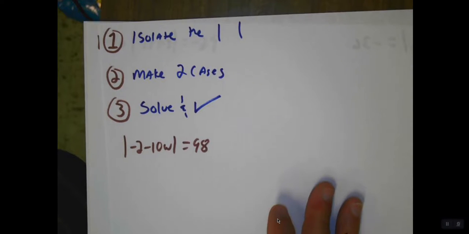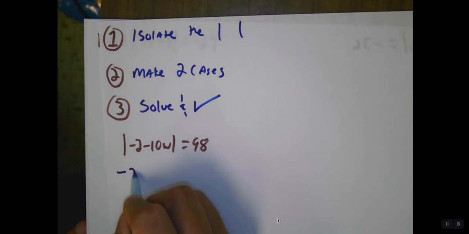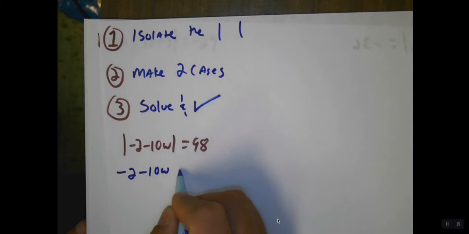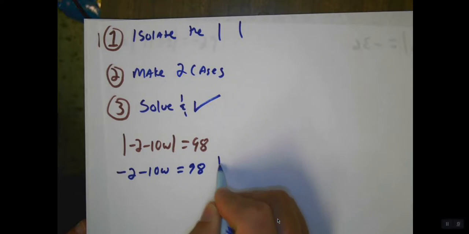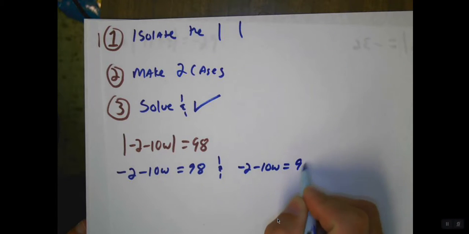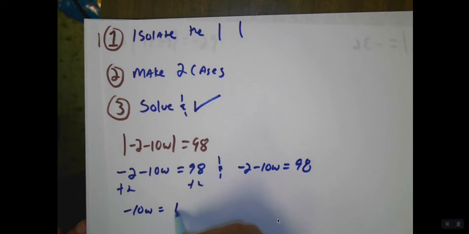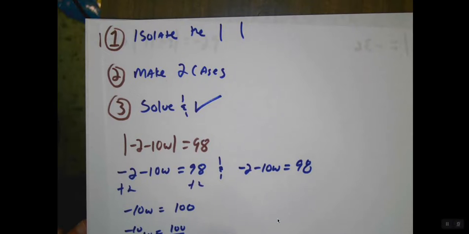So first thing, let's isolate the absolute value. Did we isolate it? We sure did. So now I'm going to split into cases. Negative 2 minus 10w equals 98. And negative 2 minus 10w equals positive 98. So then I'm just doing this like we did before. We're adding 2. We get negative 10w equals 100. And then we divide by negative 10. So w equals negative 10.